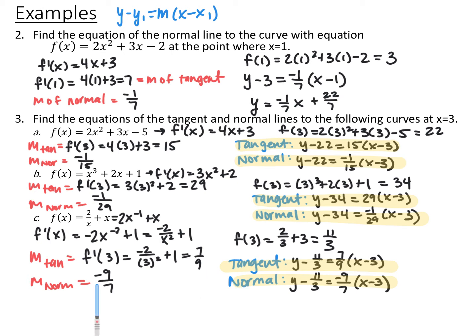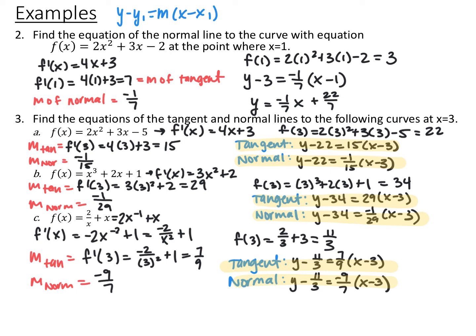And then I need the y-coordinate at 3, so I found f of 3 to be 11 over 3. So the equation of the tangent line is y minus 11 over 3 equals 7 over 9 times x minus 3. And the normal line is y minus 11 over 3 equals negative 9 over 7 times x minus 3.